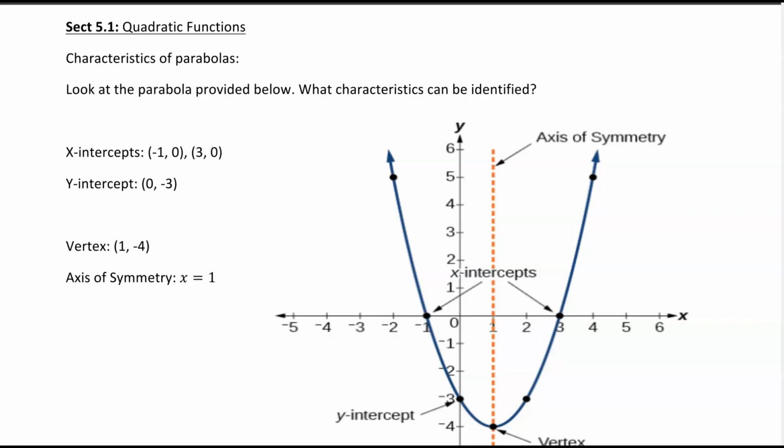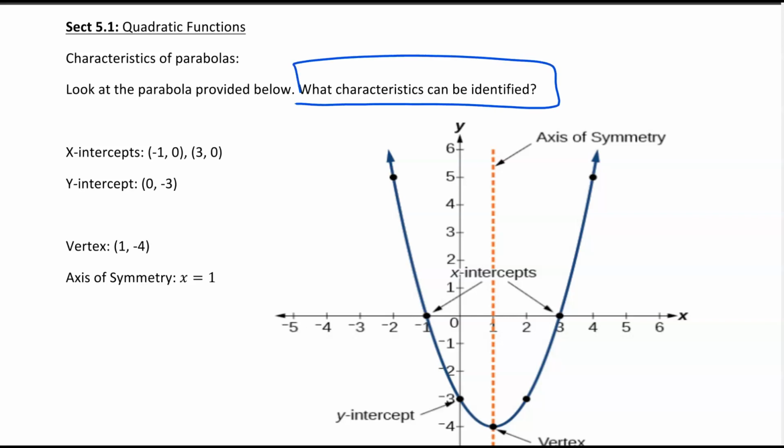Hi class, here we are talking about chapter 5, quadratic functions. So we've gone back to chapter 5. We're going to focus on quadratics and we're going to start focusing on the graphs of different functions. So the characteristics of a parabola. When we look at the parabola below, what characteristics can be identified here?